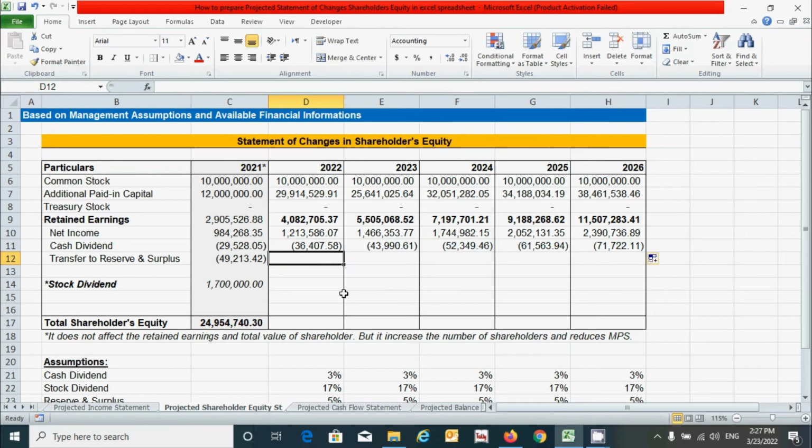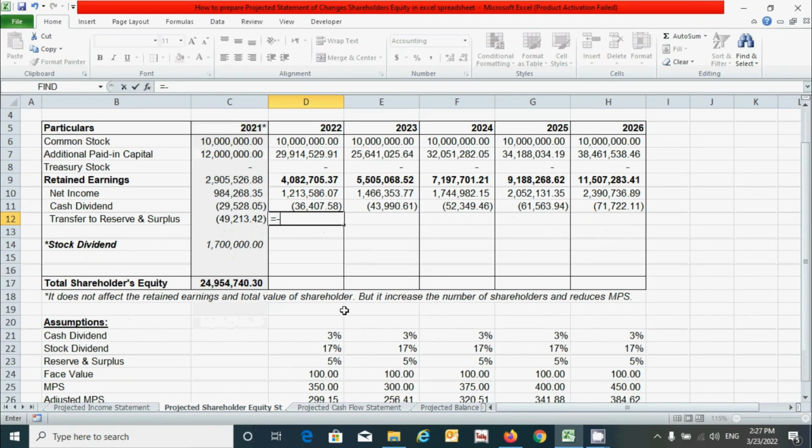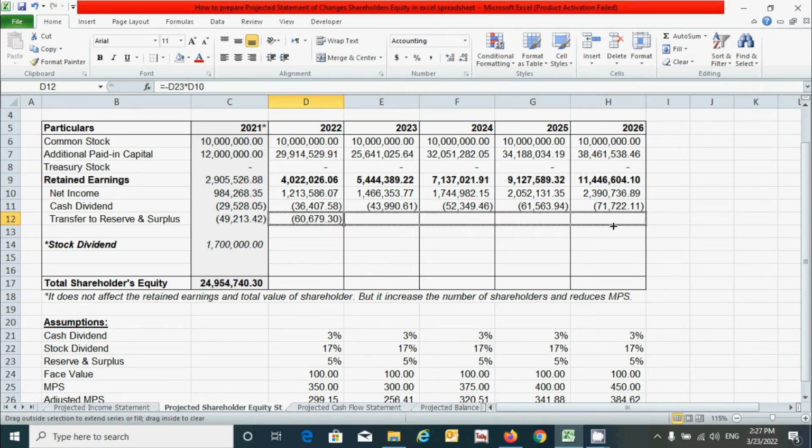Okay, similarly for transfer to reserve and surplus, it can be calculated the same as earlier, that is the same as cash dividend. So press the equal to sign. Now press the negative sign from your keyboard, and let's get the percentage of reserve and surplus, that is this one, times select this one, that is net income. Now press the enter key. Now click here and drag from here to here.